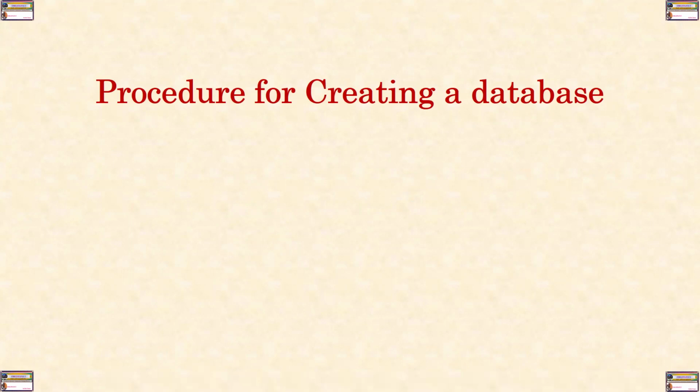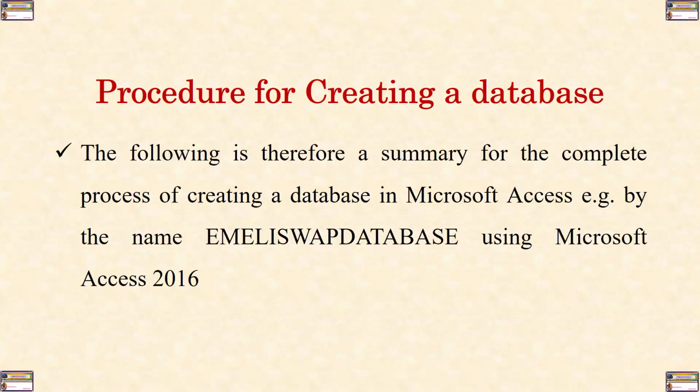Now, in this procedure, we are going to undertake all the steps that you require to create a database, and I'm also going to create a simple database. But we are going to create various objects or perform various operations one at a time in the subsequent presentations. Through this presentation, you can have a clear picture of how to create a complete database with all the objects that we have already seen. So the following is a summary of the complete process of creating a database in Microsoft Access.